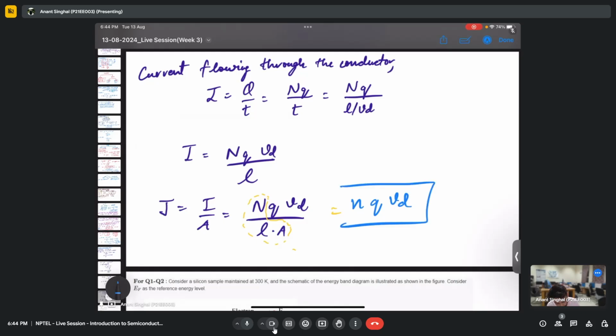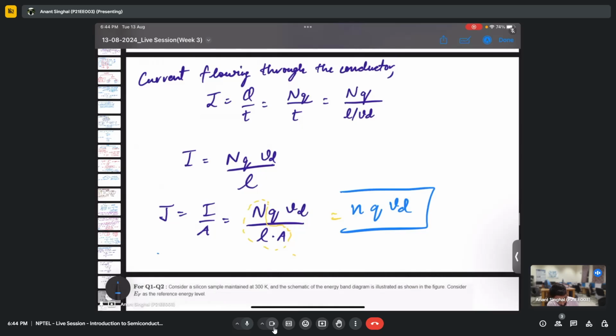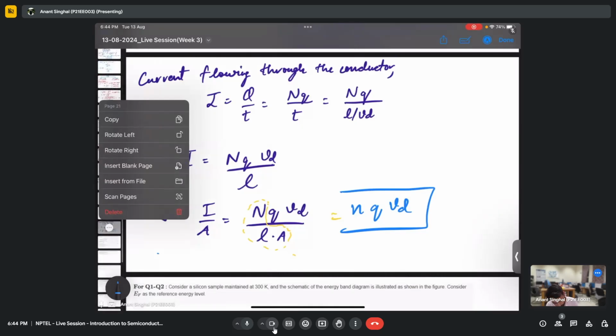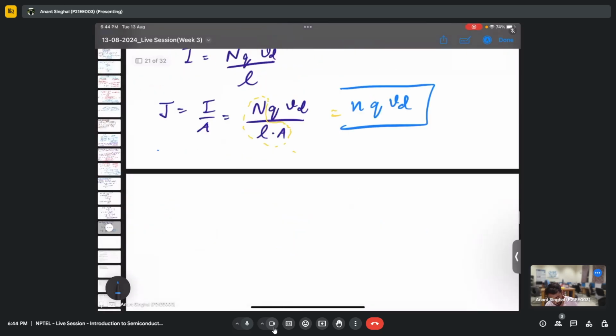This is, let's say, some equation. Is there any doubt till here? This is, I guess, very easy and clearly going on. So I hope not. You can ask if you have any doubt.